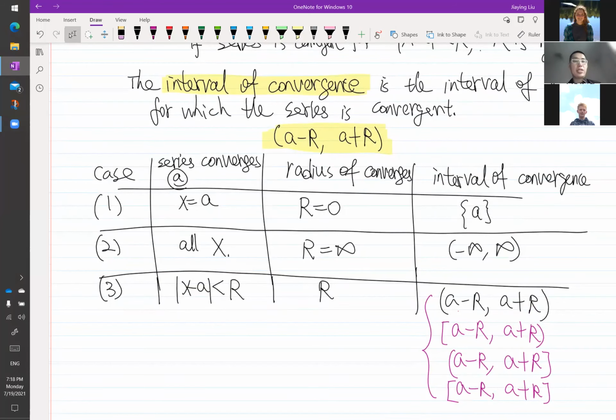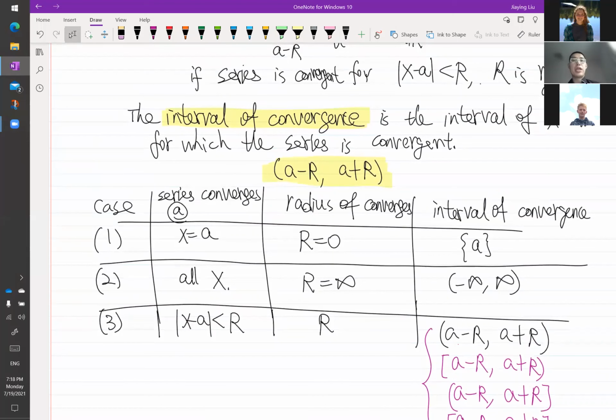So that's the radius of convergence and the interval of convergence. Any questions on those definitions?